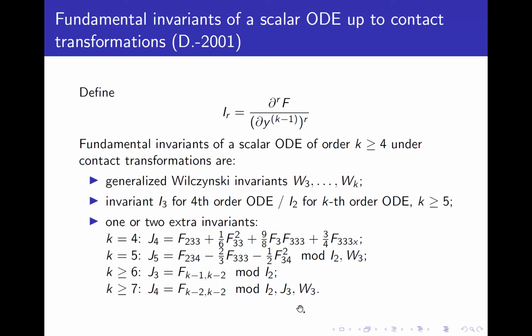So in particular, an arbitrary ODE of order k is trivializable under contact transformations if and only if it has vanishing Wilczynski invariants, so all its linearizations are trivializable, which is a very natural condition. And in addition, there are a few more expressions that have to vanish.